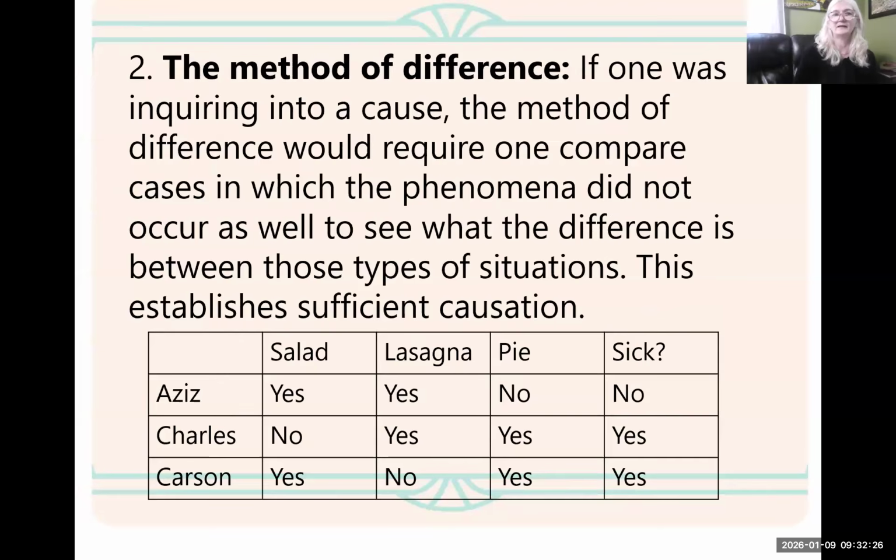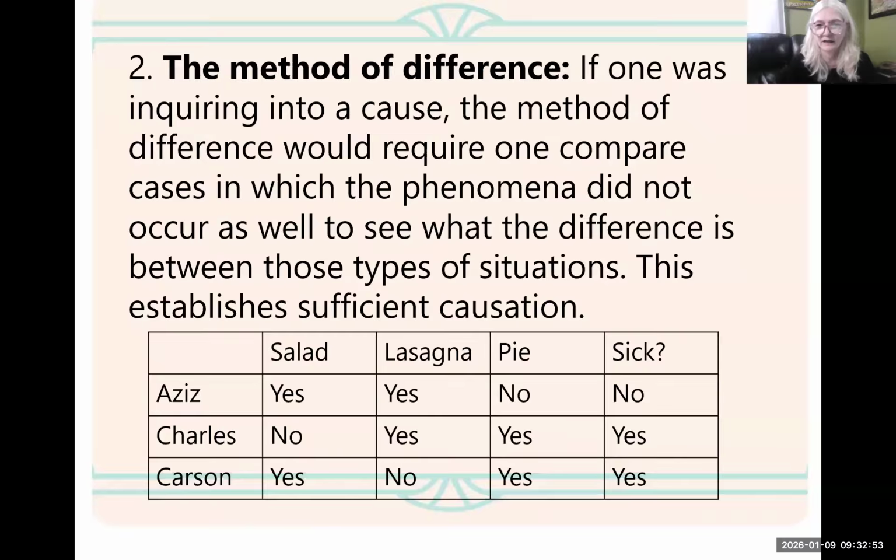Method of difference is next. For this one, what we're looking for is a case of difference. Okay, we only need 2 things, really, a case where one thing is positive and one thing is negative. And so we're going to look at the conclusion, did the person get sick or not? We want to compare the case where the person did not get sick, in particular to cases where they did. Okay, this will establish sufficient causation.